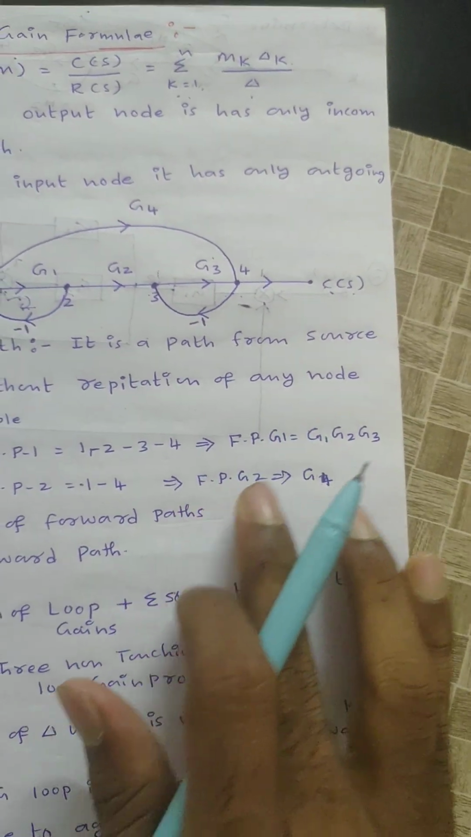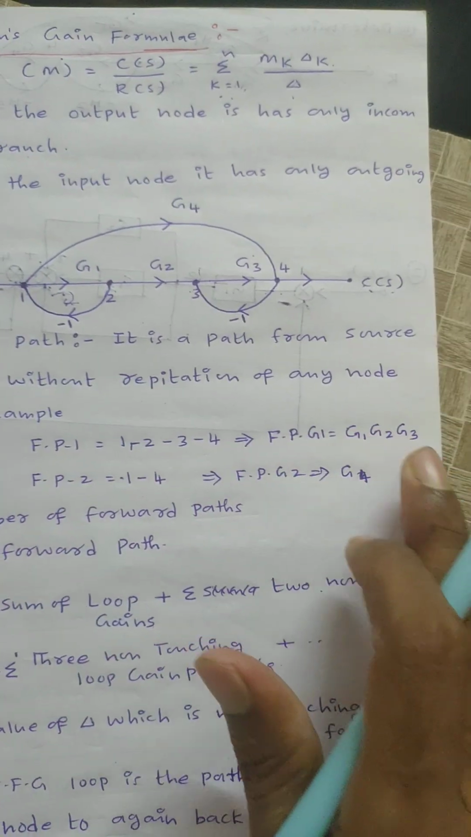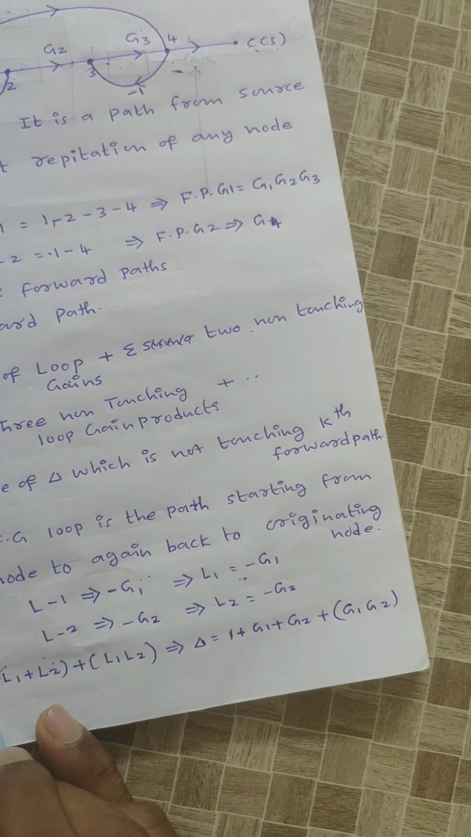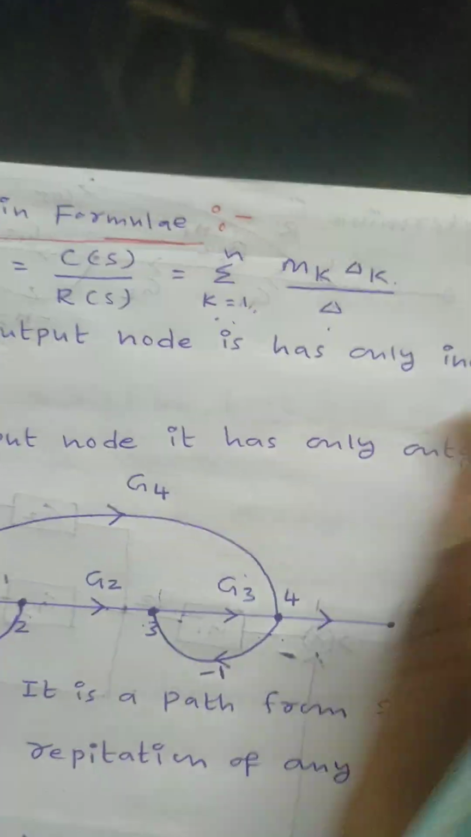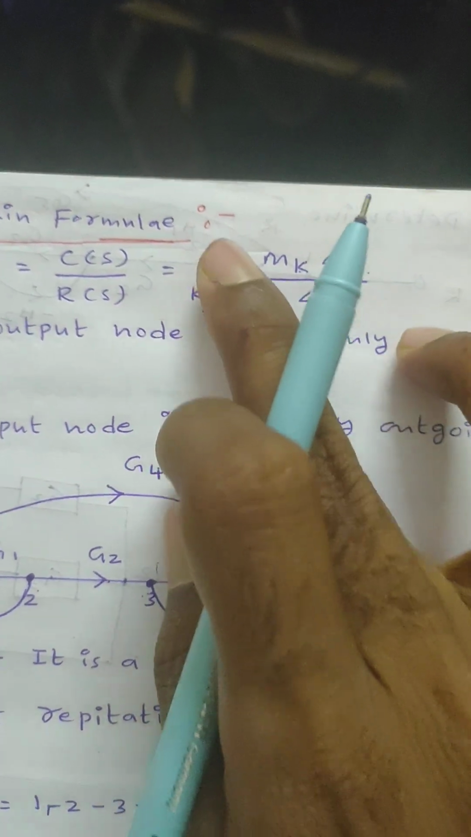Forward path gains are 2, right? This is the forward path. These are the forward path gains. That means how many forward paths is it having? 2 forward paths, right? That means from this formula, Mk delta k, k equals 1 to 2.